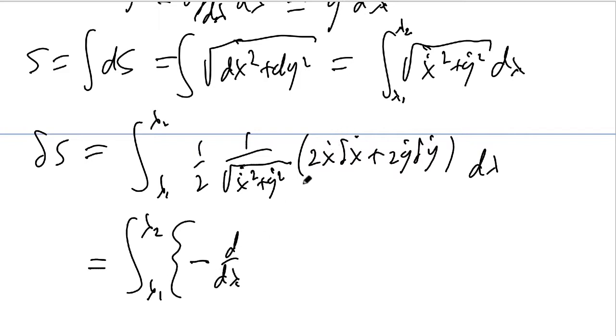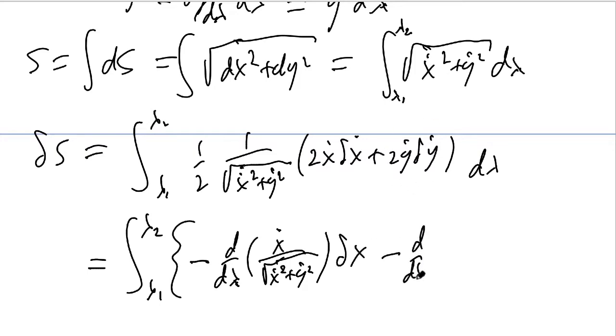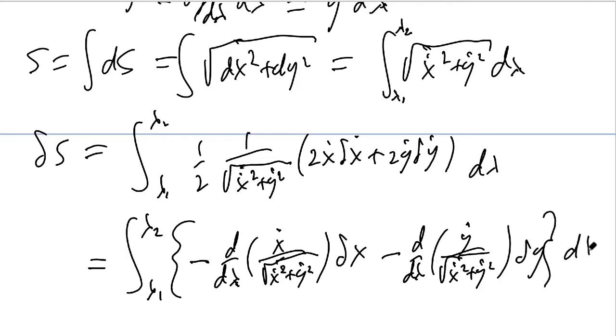That comes from the dot here that has been shifted over to the other side, acting on x dot divided by the square root of x dot squared plus y dot squared. And that's times delta x. And from this term we have minus d by d lambda acting on y dot divided by the square root of x dot squared plus y dot squared, times delta y. And all of that is times d lambda.